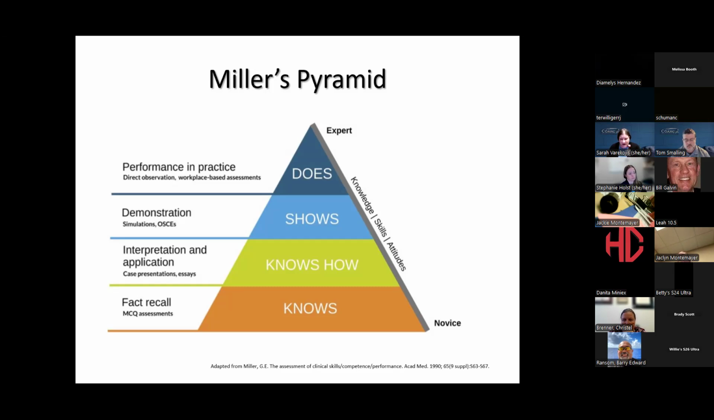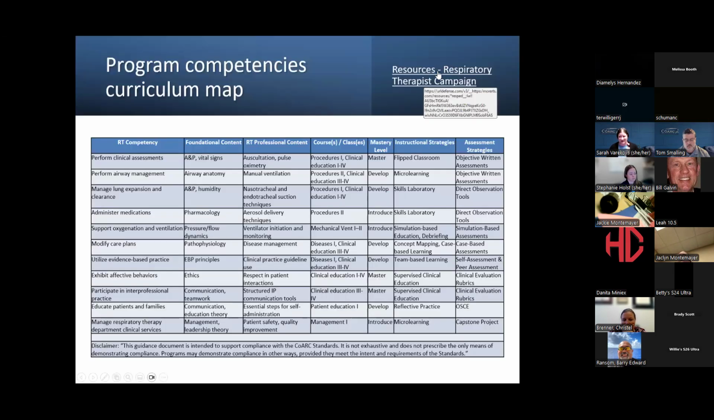All right, now this might be the part where you want to actually flip over to the resources page if you're looking at this and going cross-eyed like I am. But this would be what we just talked about with the RT competency as my first column, my foundational content that's necessary for my student to be successful in demonstrating accomplishment of that competency, the RT professional content that would be needed, a course and class where it would be covered, what mastery level is expected at outcome, what instructional strategies am I going to use, and what assessment strategies am I going to use.